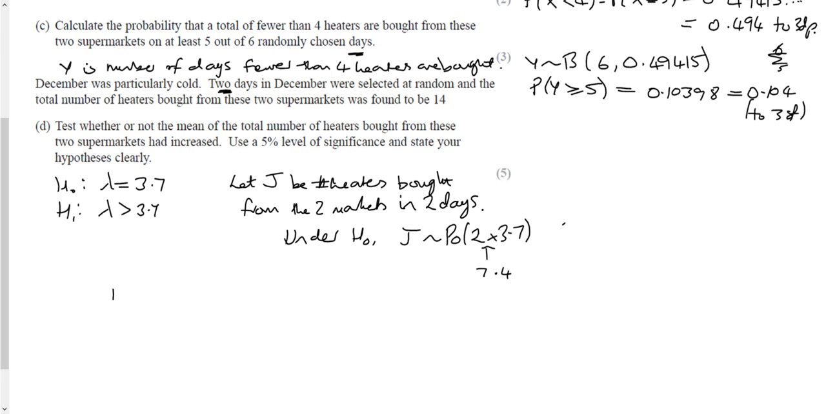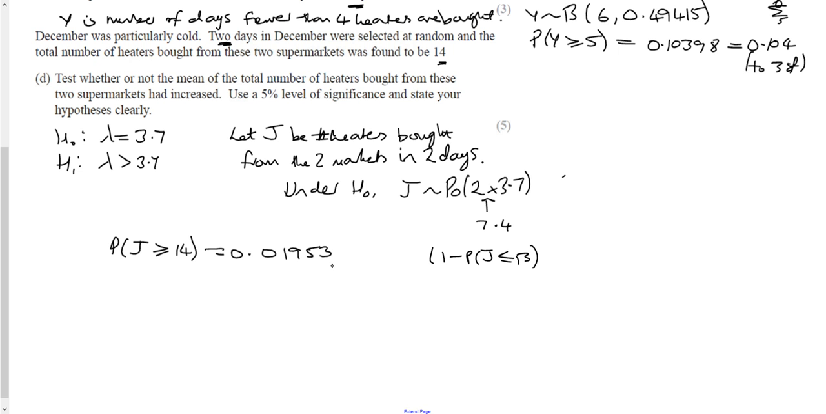So the probability of J being greater than or equal to 14. So 14 is well above our expected mean, which is 7.4. And also our hypothesis says greater than. Okay, so if lambda really has increased, you would expect 14 or more heaters. You expect more heaters to be sold. So we look for greater than here. Then we just put that in our calculator. Okay. If you need to, you'd have to do that as 1 minus the probability J is less than or equal to 13 if you're not using a graphical calculator.